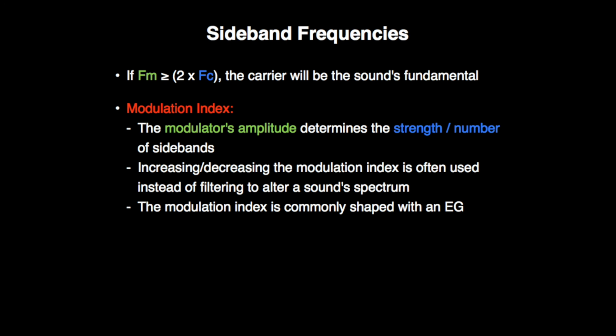So one little rule of thumb that can help you remember this if you want your carrier frequency to stay the fundamental is that if the frequency of the modulator is greater than 2 times the frequency of the carrier, the carrier will remain the sound's fundamental. So if the modulator is 2 times the carrier or higher, so if our carrier is 100, if our modulator frequency is 200 or higher, then our carrier will remain the sound's fundamental. So it's kind of a handy thing to keep in mind.